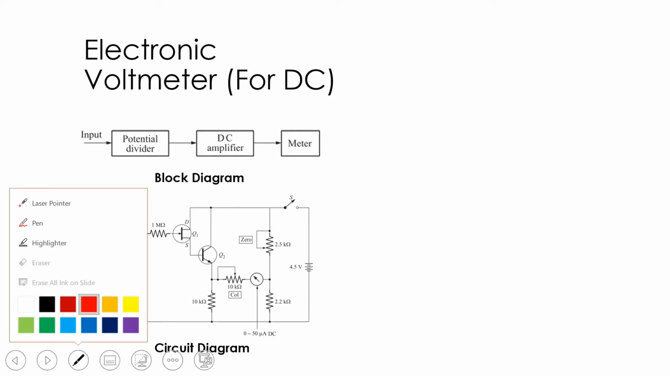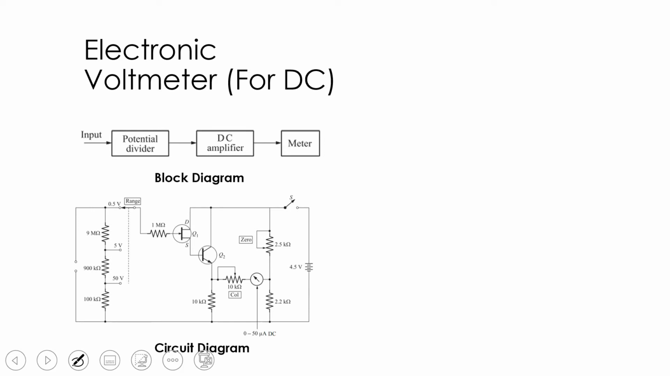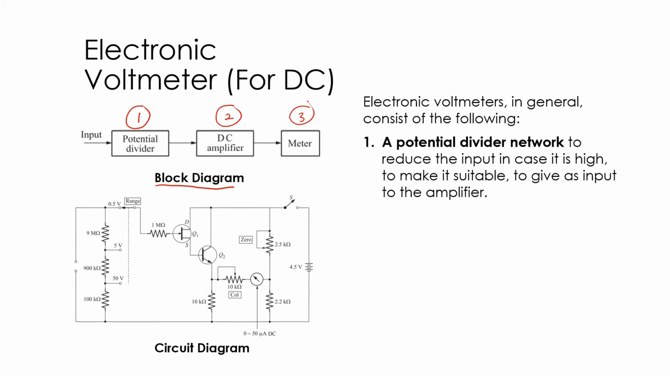Here's the block diagram of the electronic DC voltmeter. It consists of three parts. The first one is the potential divider, and then the DC amplifier, and then this is the meter. The potential divider network's function is to reduce the input in case it is high, to make it suitable as input to the amplifier.